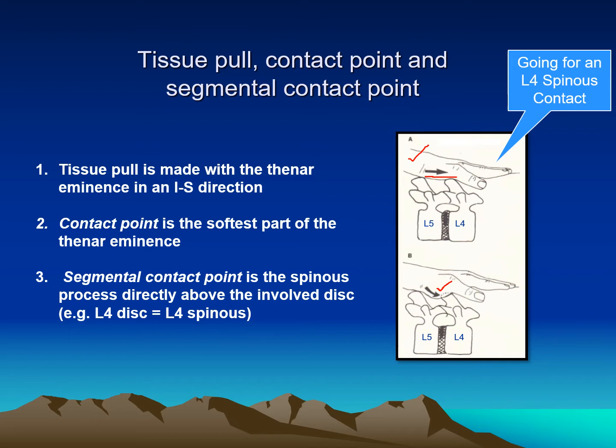And then the segmental contact point is always the spinous process directly above the involved disc. So as you see in this example, here we have the L4 disc, and if we wanted to decompress that disc, we would get on directly under the inferior aspect of the L4 spinous process. If it was an L5 disc, which we don't quite see, we can just draw one in there. If we were trying to decompress the L5 disc, then we would get right over here under the inferior aspect of the L5 spinous process. And we'll get into this in more detail as we progress along in the course.